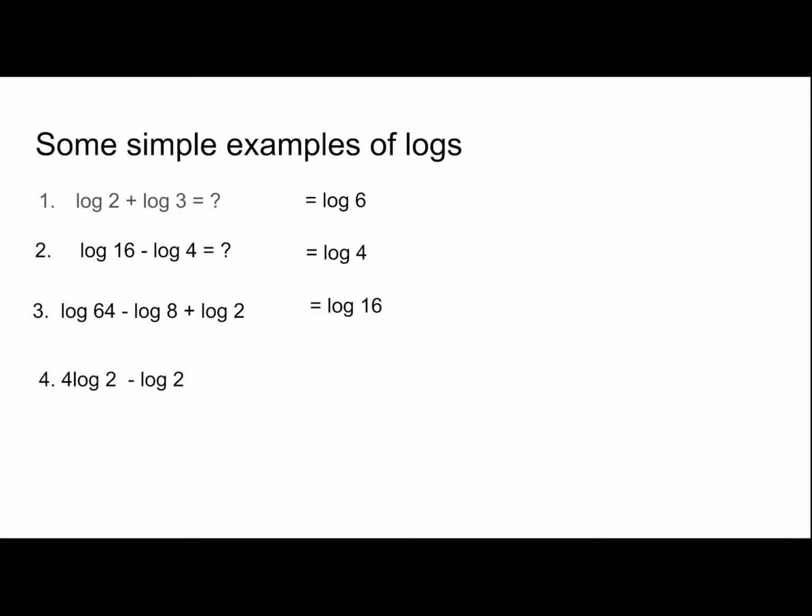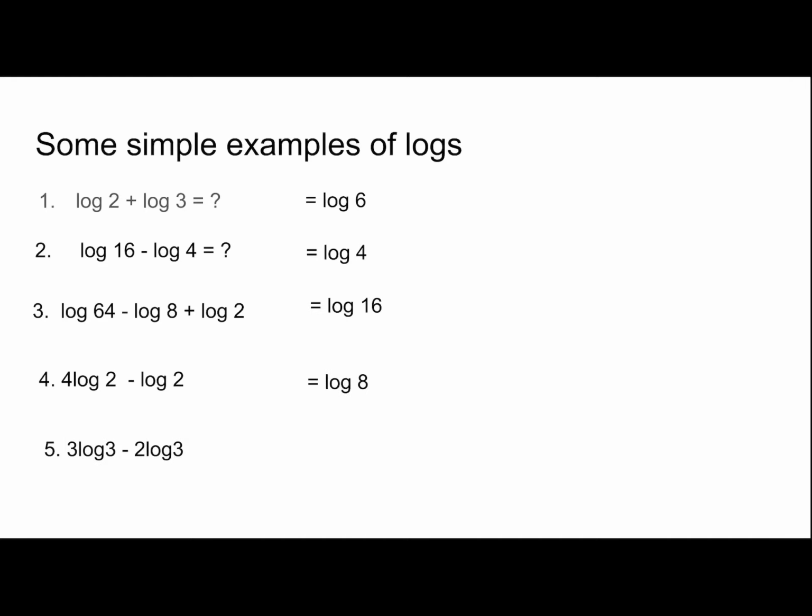Number 4, 4 log 2 minus log 2. Remember when I said the coefficient rule? 4 log 2 is the same as saying log 2 to the power 4. 2 to the power 4 is 16, so we can rewrite 4 log 2 as log 16. Log 16 minus log 2 is actually log 8.